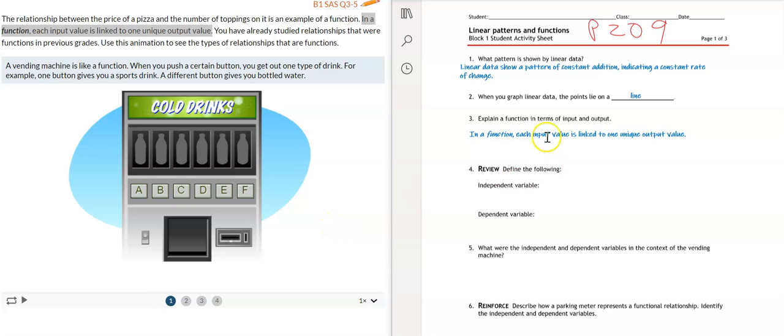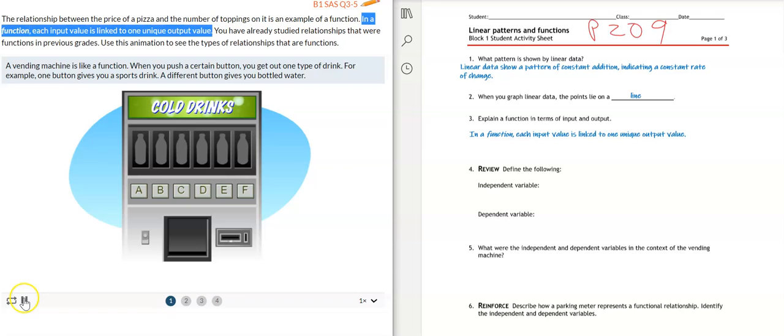In a function, each input value is linked to one unique output value. So when you put an input in, you get an output out from the function. Okay. A vending machine is like a function. When you push a certain button, you get out one type of drink. For example, one button gives you a sports drink, a different button will give you bottled water.